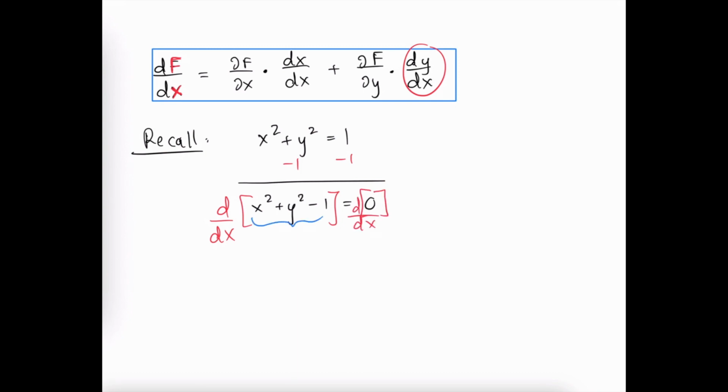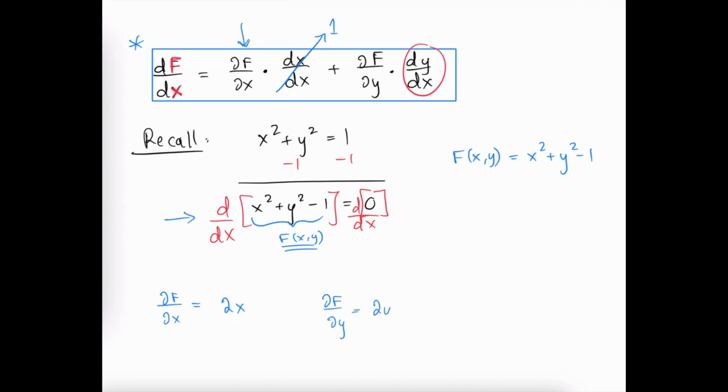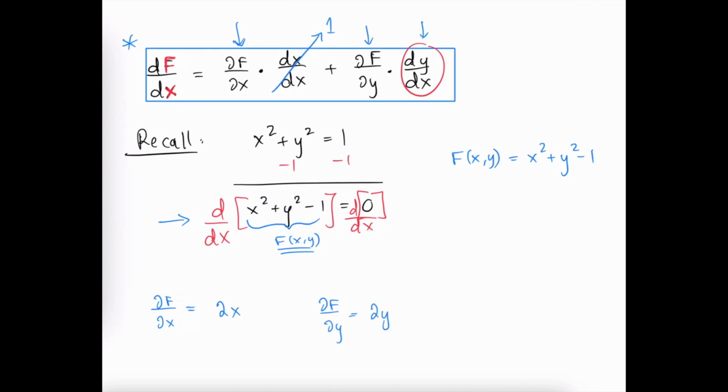What we have over here on the left is our cap F function. So let's bring cap F over here just so it's easier to see what the partial of F with respect to x should be, because that's the first thing that we need to calculate. So partial F with respect to x is just going to be 2x. dx/dx, that's just 1. Partial F with respect to y is going to be 2y. And then dy/dx is the thing that we are trying to solve for.